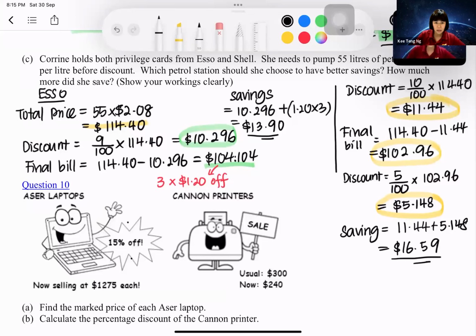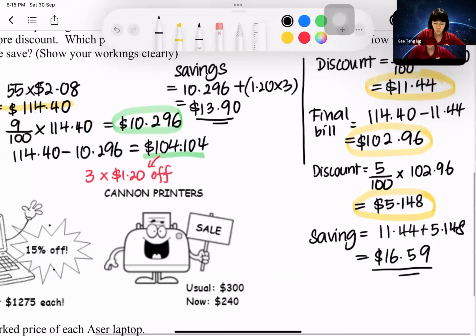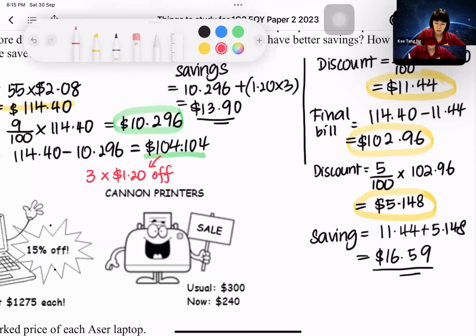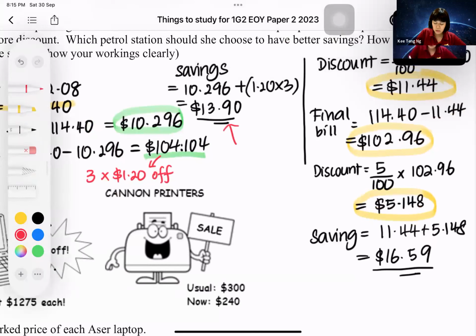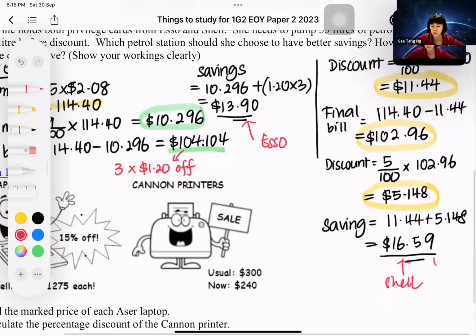Now let's check. This one is Esso. Esso is $13.90. This one is Shell. Which one has better savings? So finally, Shell has better savings.